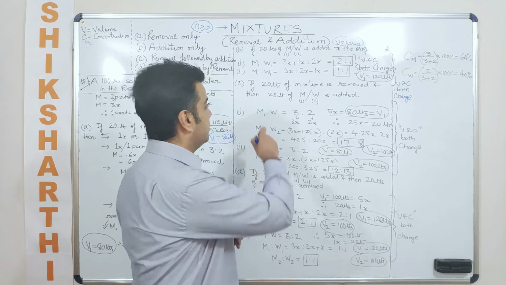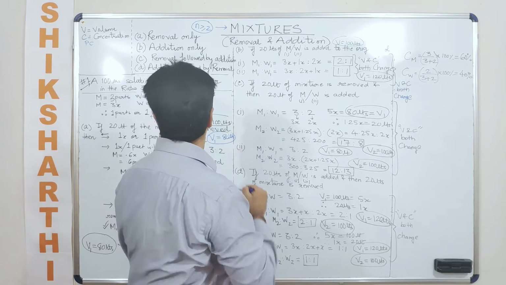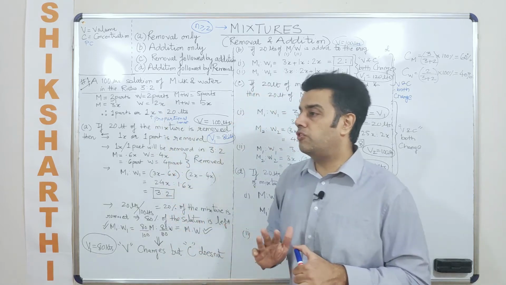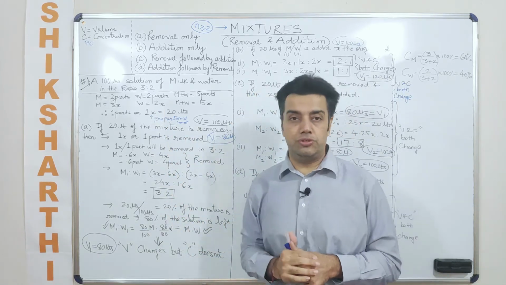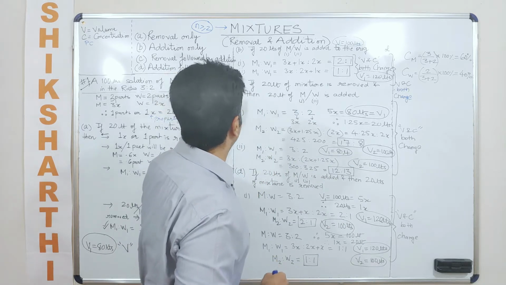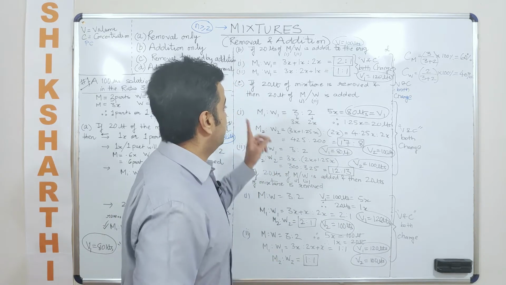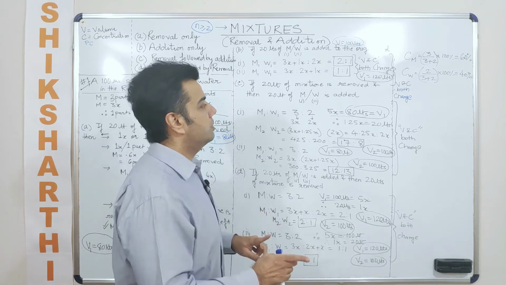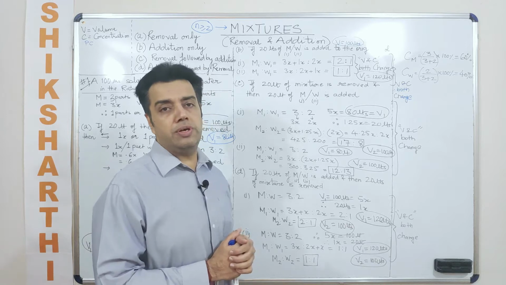In this case, let us say in the original question I had taken a 100 liter solution of milk and water in the ratio 3:2. What are we doing now? We are removing first and then we are adding. So if 20 liters of the mixture is removed and then 20 liters of either milk or water is added, then what is going to happen?